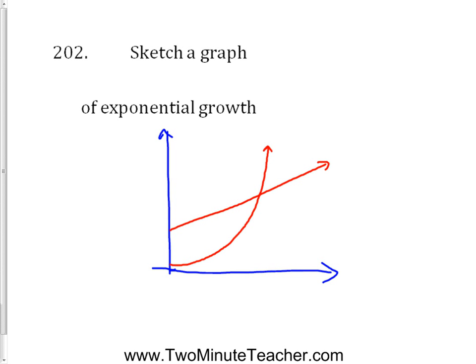constant growth. To get exponential growth, it has to not only be increasing, but it has to be increasing at an increasing rate, meaning that at the beginning it's going not very fast, not very steep, and at the end it's going faster, quite a bit faster.